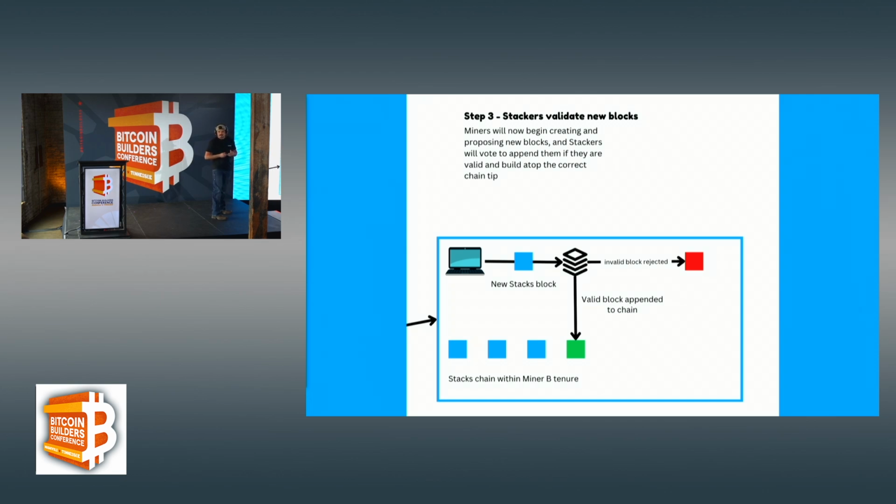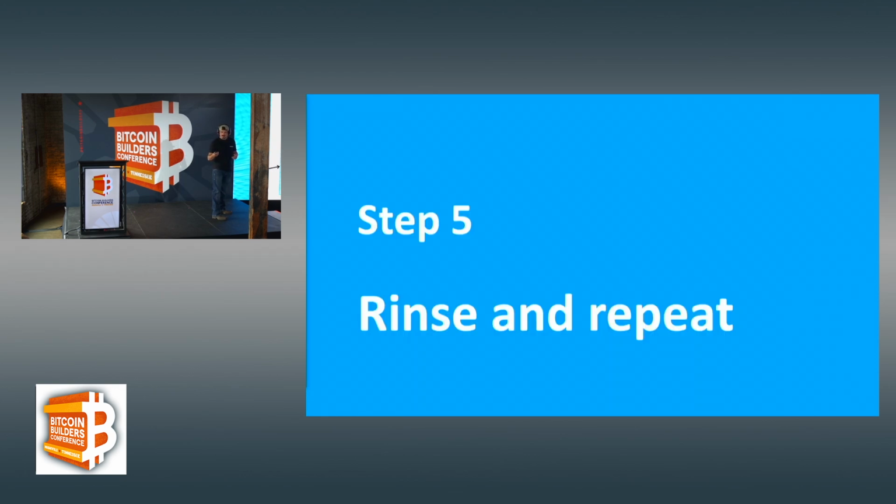And there needs to be a 70% quorum, so 70% of the stackers have to agree on the validity of a block for it to be included in the chain. And then step 5 is we're just going to rinse and repeat this process over and over, and that's kind of the big picture of how the block production mechanism works.